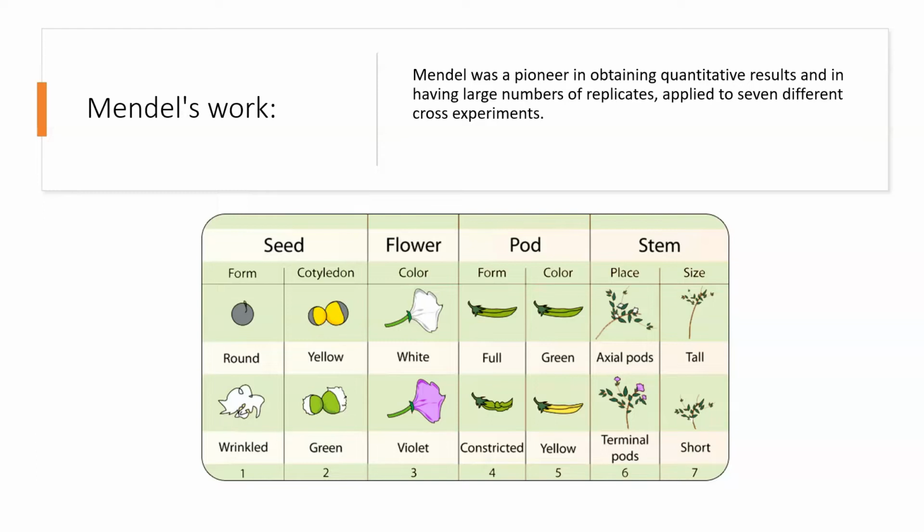The flower colour, so we've got white, we've got violet, and then we can have the cross. We've got the pod, okay, so the form, whether it's a nice full pod or whether it's constricted, the colour of the pod. He could look at the stems, so the place of where the axil pods were, the terminal pods were, the size, whether it was tall or whether it's short. So there's all these different features or characteristics that he could test through his work with genetics. So it gave him a whole extensive range of data.